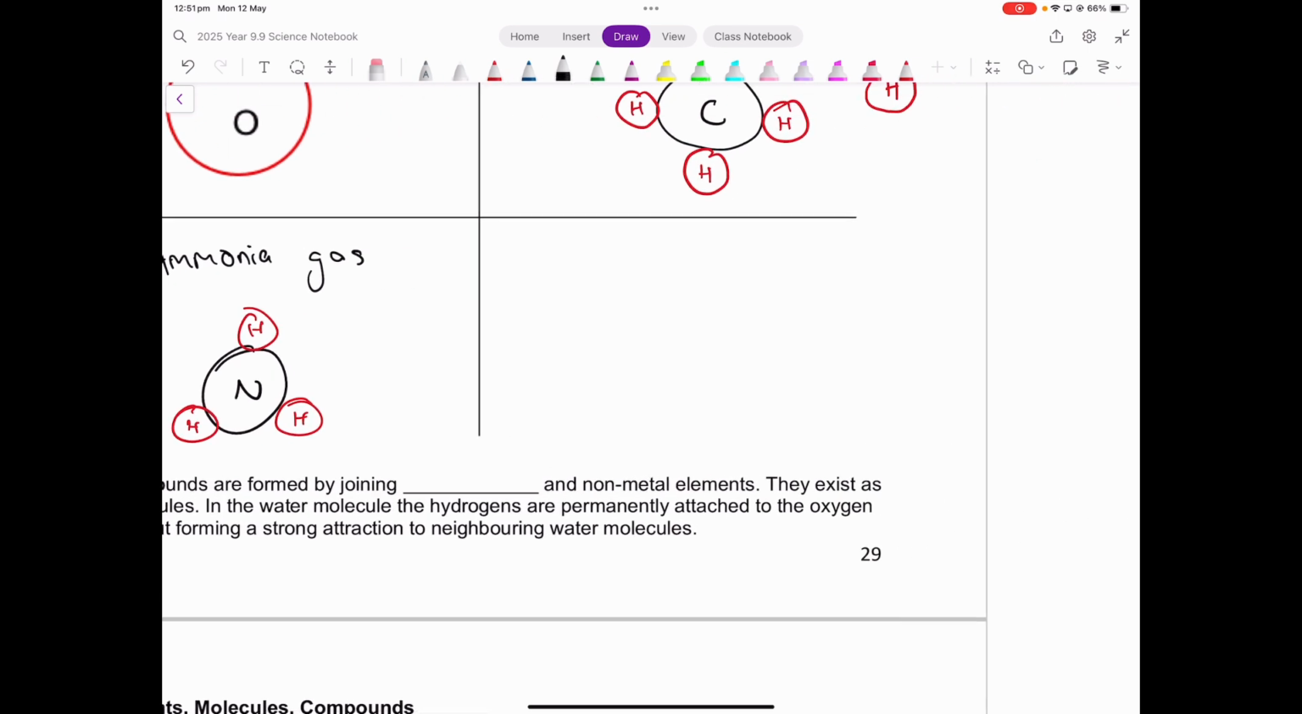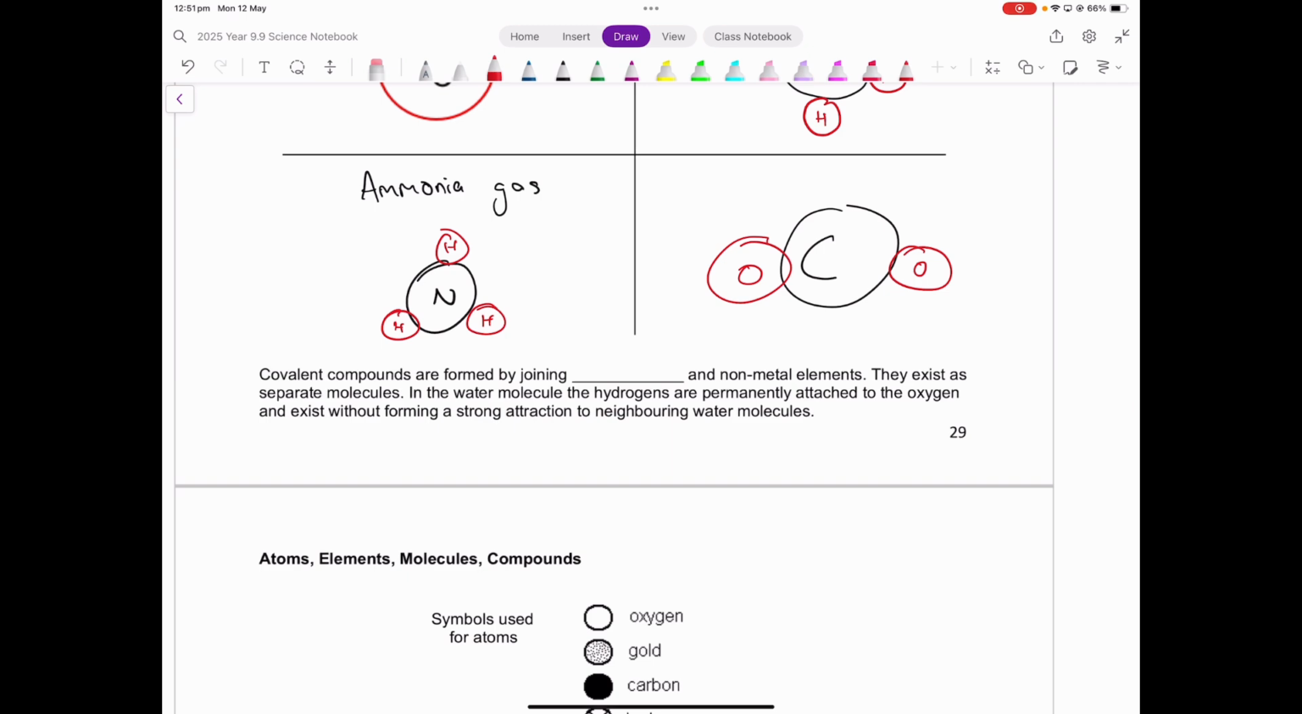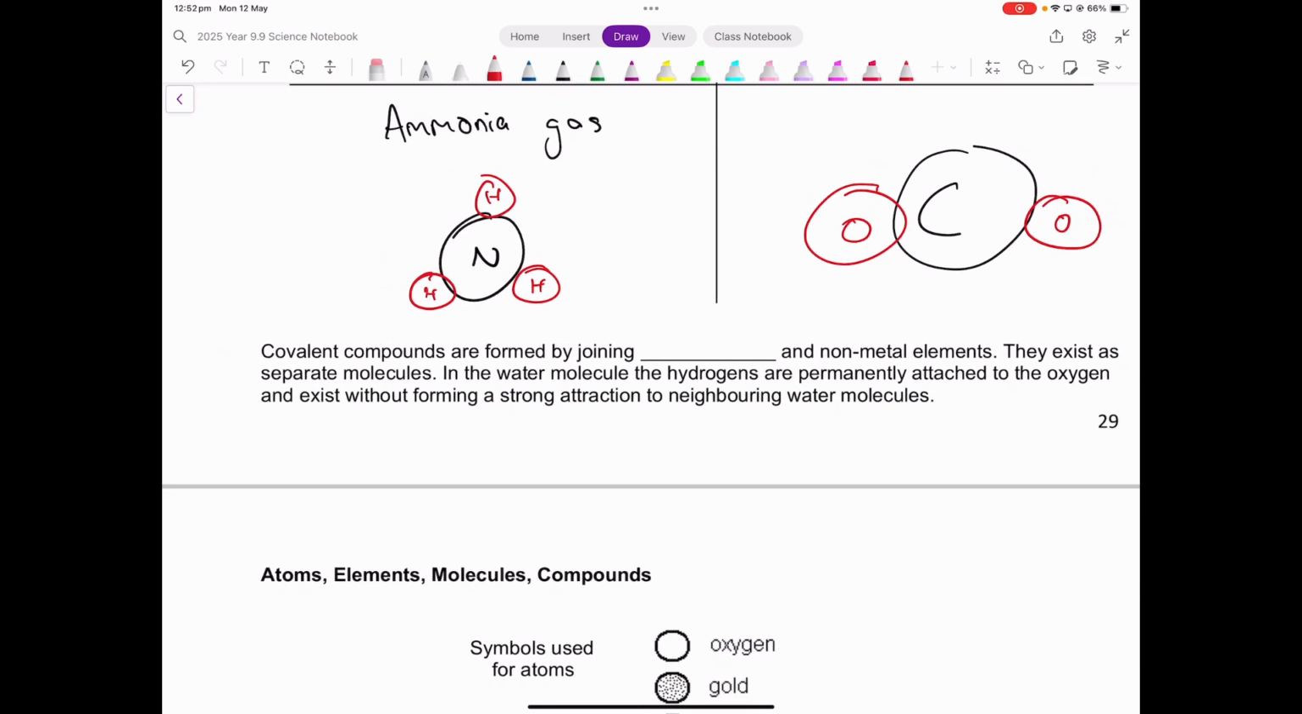The final one, a little bit different, CO2. So we have 1 carbon in the middle and an oxygen on either side. So to finish us off today, with this idea of covalent compounds before we finish a table together, covalent compounds are formed by joining non-metal and non-metal. Now, they exist as separate molecules, and what I mean by that is if I had 1 molecule of water, H2O, it exists separately next to another H2O. So I can have lots and lots of H2Os next to one another.